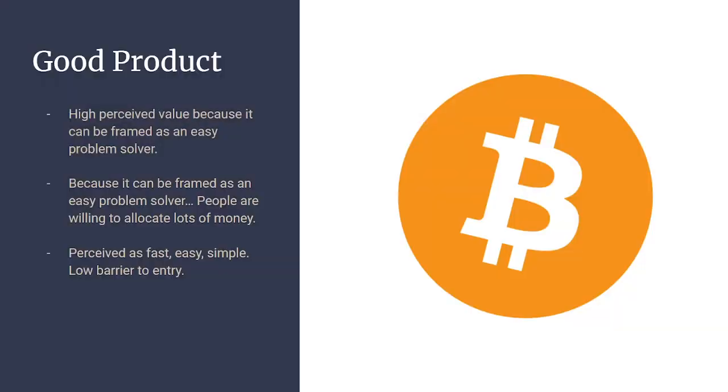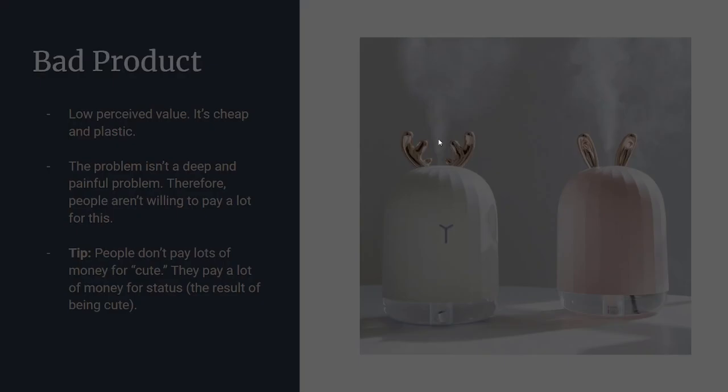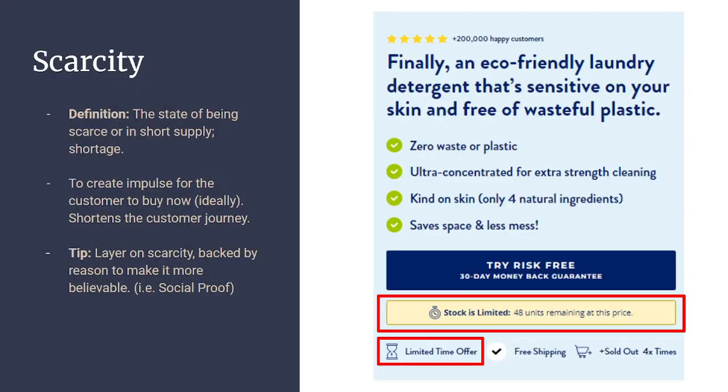So let's go to some examples of techniques I mentioned right here in use. I just kind of want to plant the seed in your guys' head, and we'll go into these things more in depth in the next videos. So scarcity. What's the definition of scarcity? The state of being scarce or in short supply, shortage. Right? So why do we use scarcity? To create the impulse for customers to buy now. It shortens the customer journey, the length of time that people need and require to make a purchasing decision.